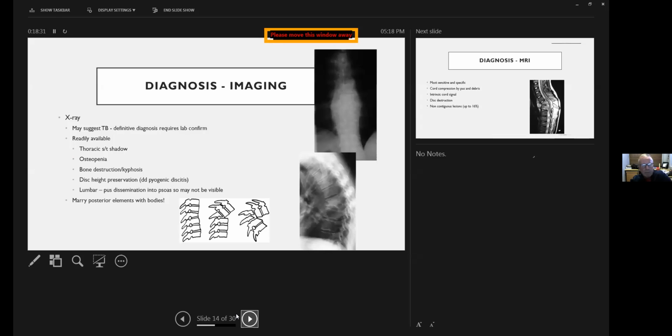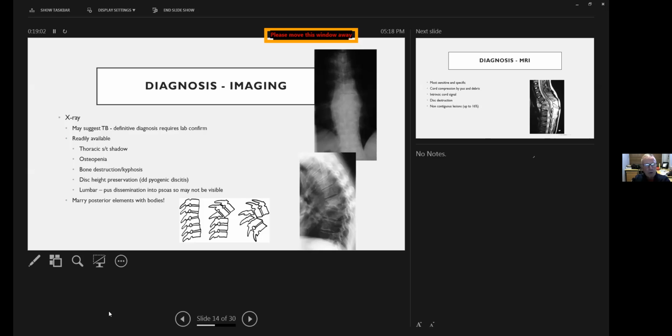Imaging. X-ray can be suggestive of TB with the various things I'll talk to, but the definitive diagnosis always requires laboratory confirmation. Now, X-rays are readily available. I think most of you have got access to them most of the time. And if you look at my laser, you can see this fusiform swelling around the thoracic spine, which you can look for. It's obvious in this picture, but sometimes it's a bit more subtle.